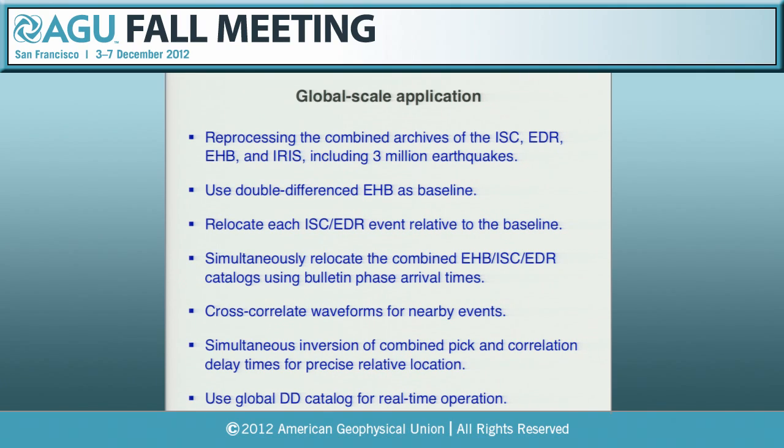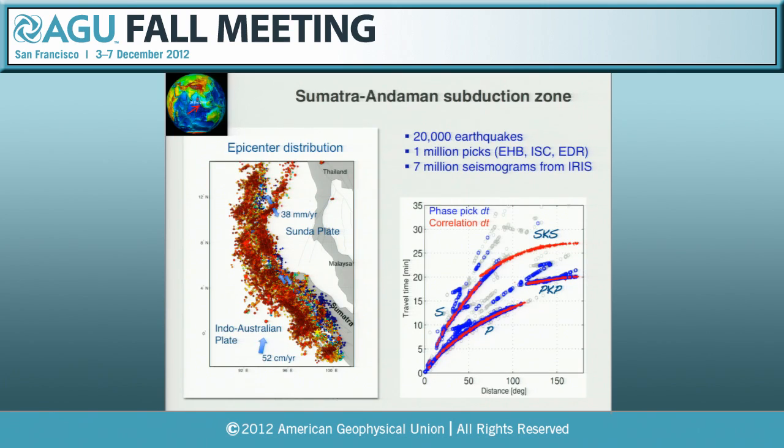And from those, we pick the pairs for which we want to do the cross-correlation measurements. And the final step will be to simultaneously invert both the pick data and the correlation data for a final catalog, and then eventually use that catalog to implement into real-time platforms similar to the DDRT system. Now these procedures we have mostly developed and tested in the Sumatra subduction zone.